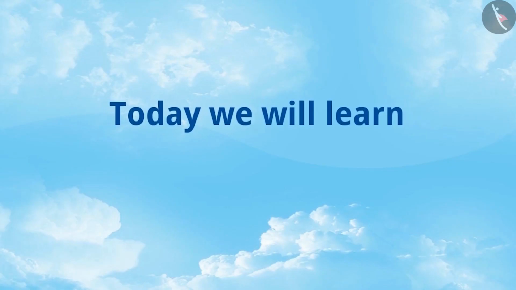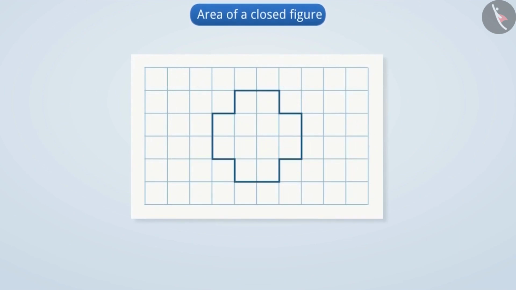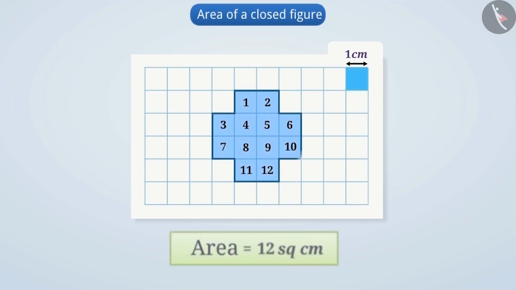Today, we will learn about the area of a square. We learned that area is the amount of surface enclosed by a closed figure. We also know the number of squares enclosed in the whole region represents the area of that figure. Today we will learn how to find the area of a square.